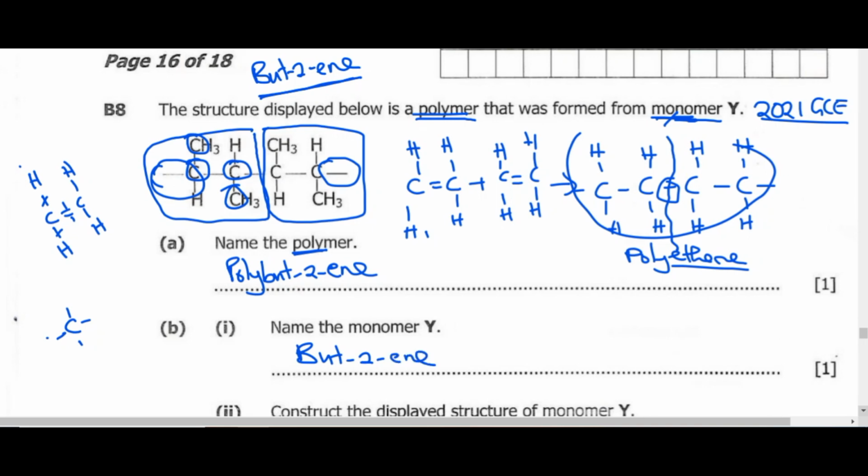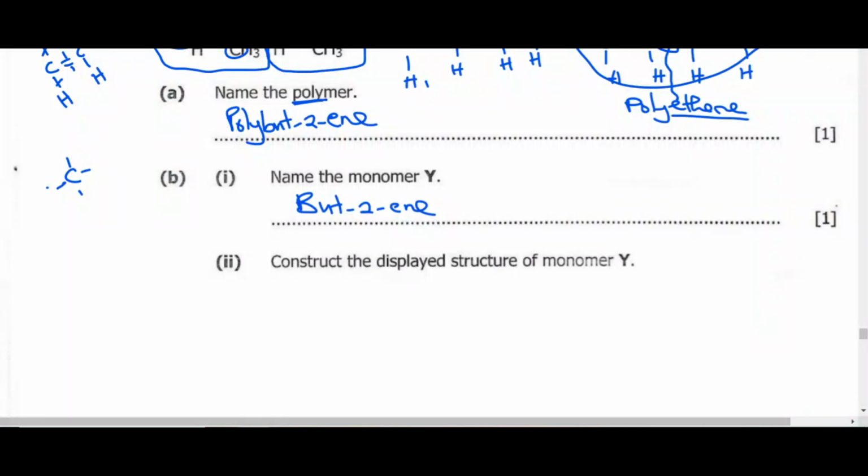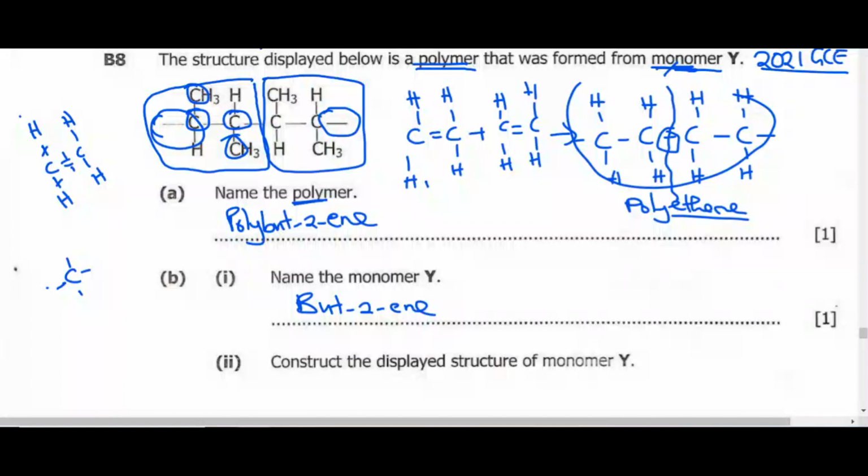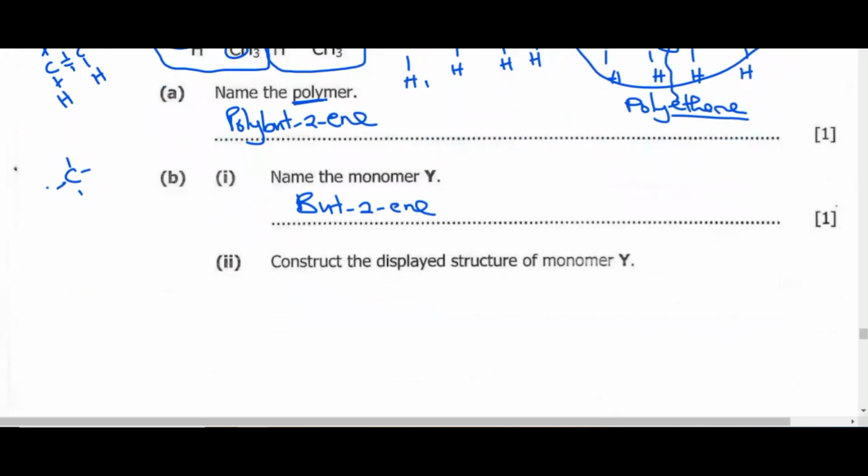Okay, so we can construct the displayed structure of monomer Y. This is what we want to know: what monomer Y is. We've said monomer Y is butane. Now the structural formula. So we can say it is, remember, it has how many carbon atoms?